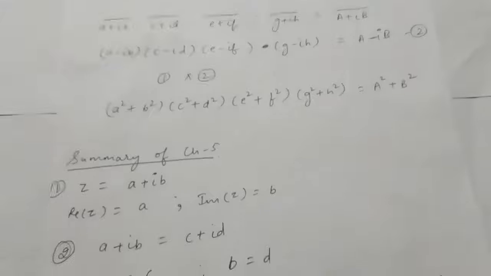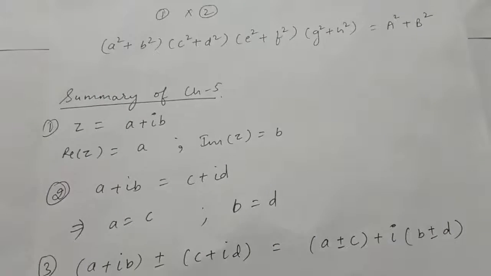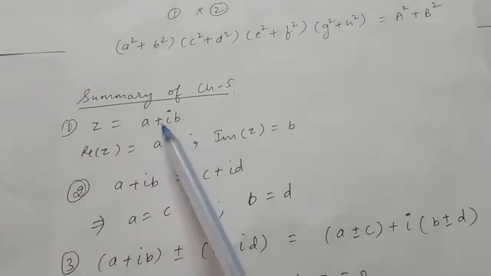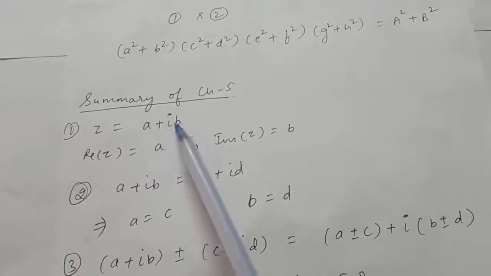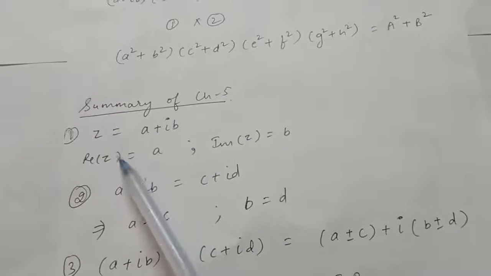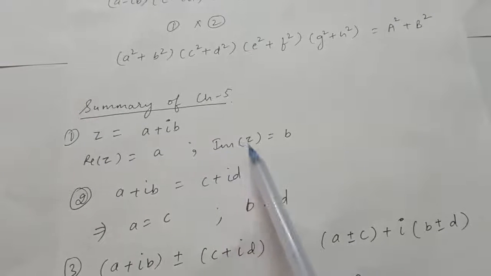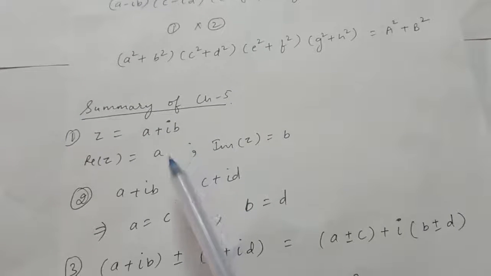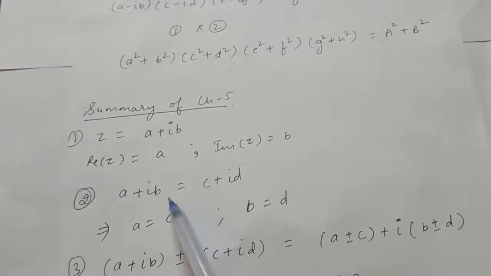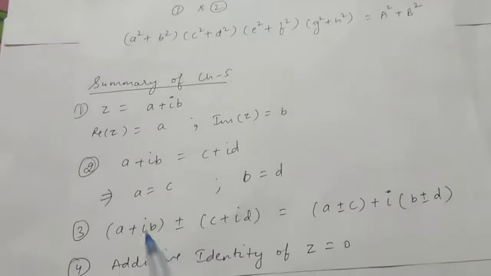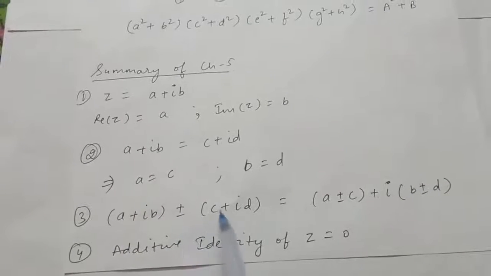Now we will discuss the summary of chapter 5. So a complex number z is written in the form of a plus iota b, where a and b both are real numbers. Now the real part of z is a and the imaginary part of z is b, the term which is multiplied with iota, right? Now if two complex numbers are equal, then their real parts are equal and their imaginary parts are also equal, right?